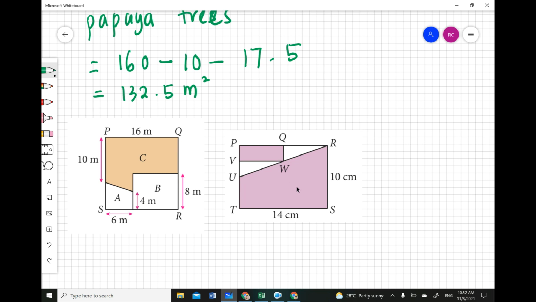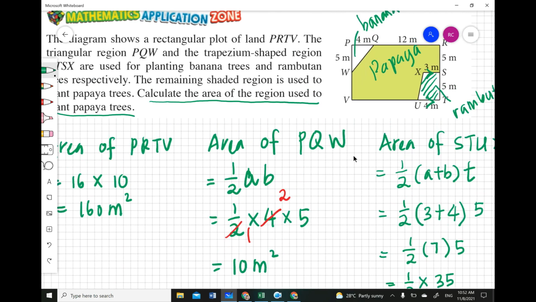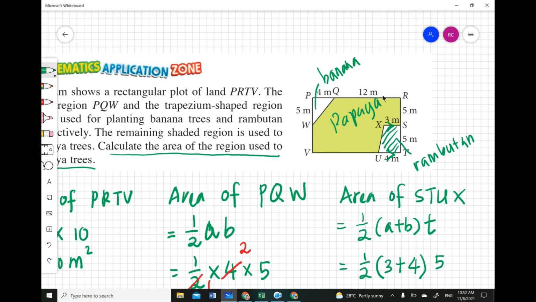Okay, can you make your thinking more systematic like this? Always use the whole diagram, deduct the rest which is unshaded. Then you can get the shaded region. You see the whole diagram, you deduct the unshaded one, you get the shaded region. Same with the question that we have just now. We want to get the area of the papaya. So use the whole diagram, deduct the triangle, deduct the trapezium. Then you get this part.